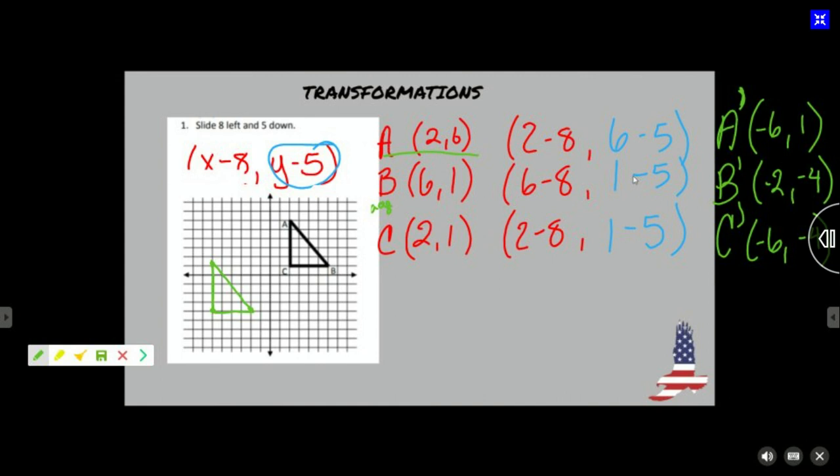Checking your work. Take one of your points. Now, did your shape turn in any way? Did it get bigger or smaller? It's the same exact shape, it's just been slid, right? So I'm going to count 8 left and 5 down. 1, 2, 3, 4, 5, 6, 7, 8. 1, 2, 3, 4, 5. A prime, C prime, D prime.